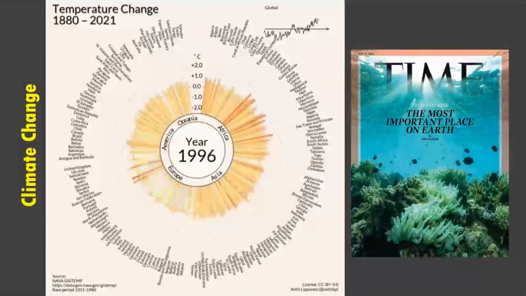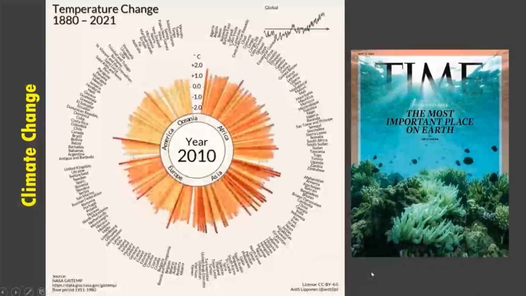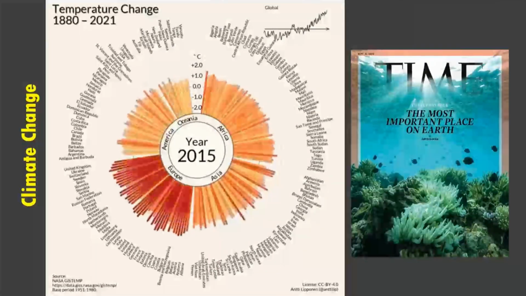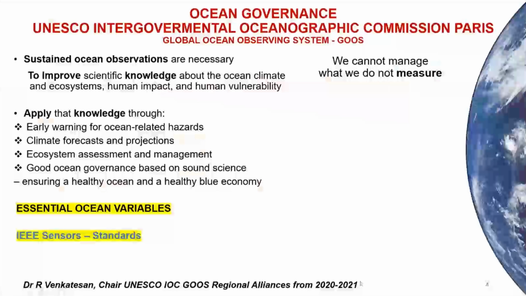In particular, I would like to show the very recent Time magazine, which talks about the importance of the ocean and the major role it plays. We all know that 70% of the earth is covered by ocean, and the air we breathe, the water we drink, and the temperature we live in all come from the ocean. So what is ocean governance all about?